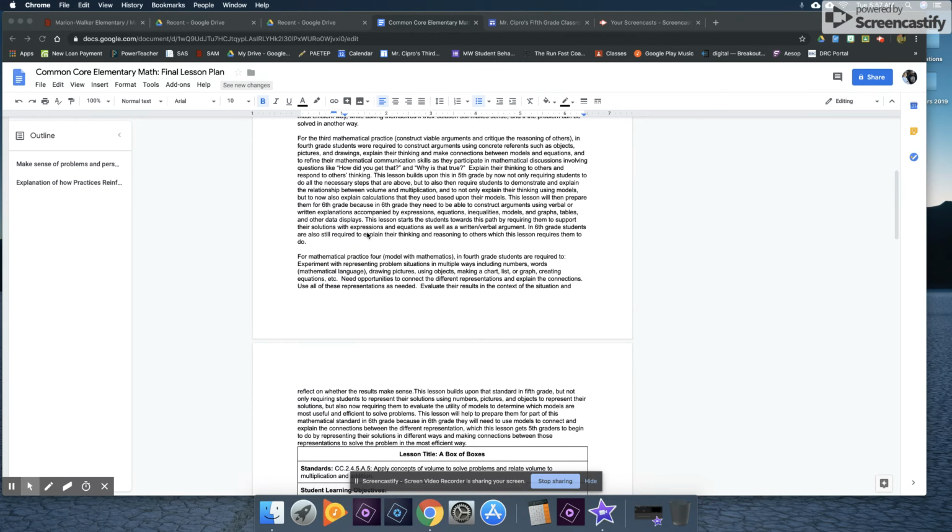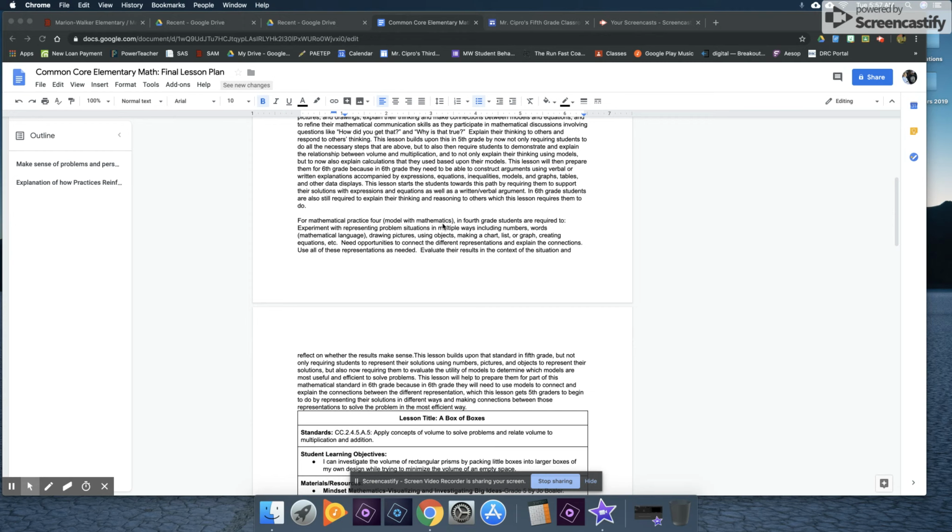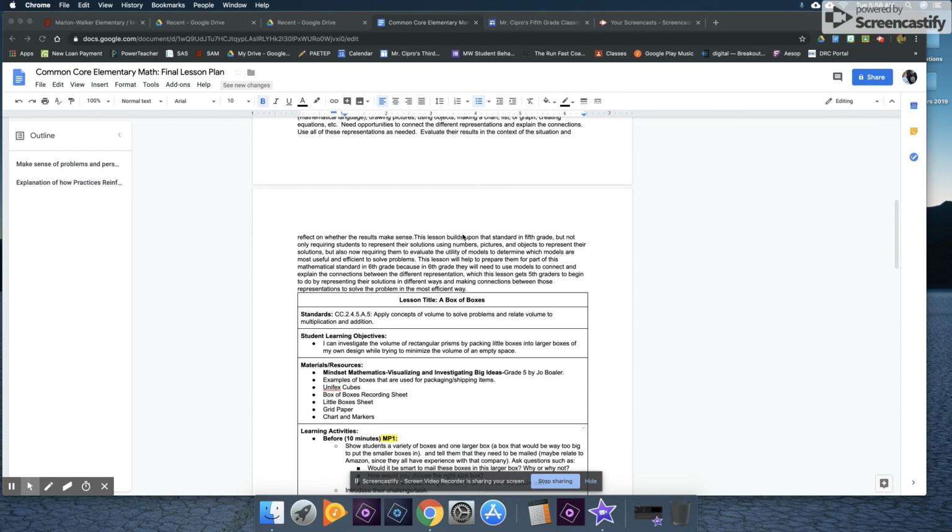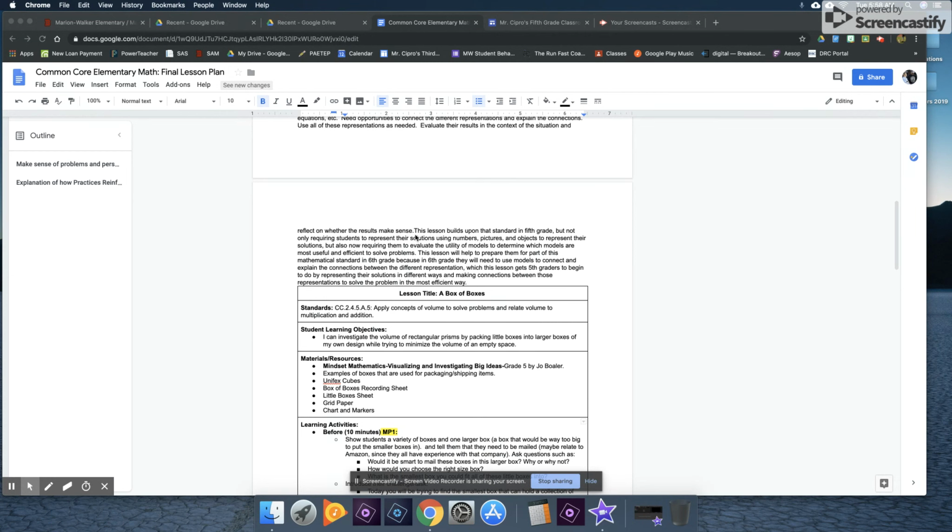For mathematical practice 4, modeling with mathematics, in 4th grade, students are required to experiment with representing problem situations in multiple ways, including numbers, words, mathematical language, drawing pictures, using objects, making a chart, list, or graph, creating equations, and they need opportunities to connect the different representations and explain the connections, and use all of these representations as needed, and evaluate the results in the context of the situation and reflect on whether the results make sense.